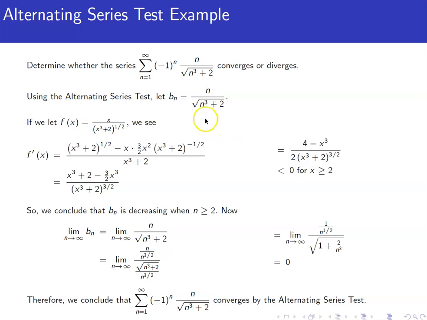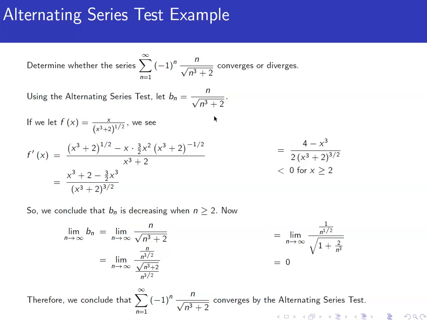So we want to determine if the non-alternating part, this part that I'm calling b sub n here, decreases and has a limit equal to 0. And when we say decreases, we really just mean eventually decreases. The alternating series test is typically saying it needs to decrease from 1 to infinity, but as long as it starts somewhere and from then on decreases, we're good as far as the decreasing part goes for the alternating series test.